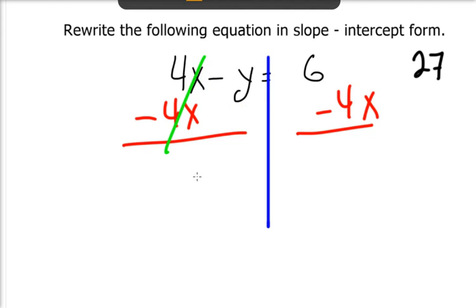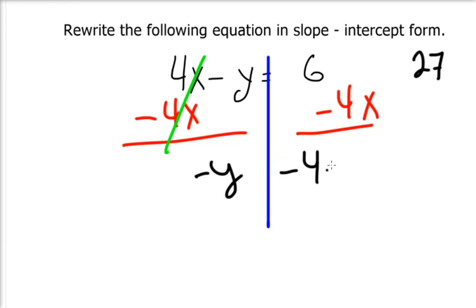So I'm just going to write it down here at the bottom. -y is equal to -4x plus 6, so that I have two terms on here. All right, I'm not solving for -y. I'm solving for positive y.